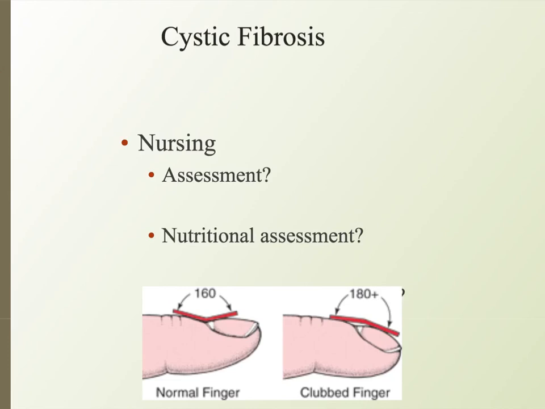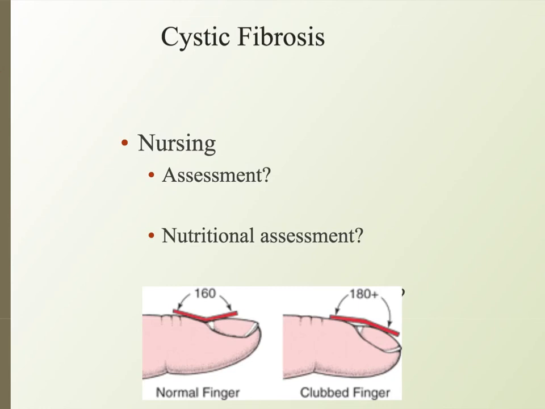Nutritional assessment. We're going to want to know the frequency and nature of their stools. Are they having abdominal distension? Are we having signs of failure to thrive, like weight loss, wasting, pallor, fatigue? Are they having a decrease in their appetite? Food is a therapy for them. Are they dehydrated? Hopefully they're not, because if they're dehydrated, that means the mucus is going to be thicker, okay?